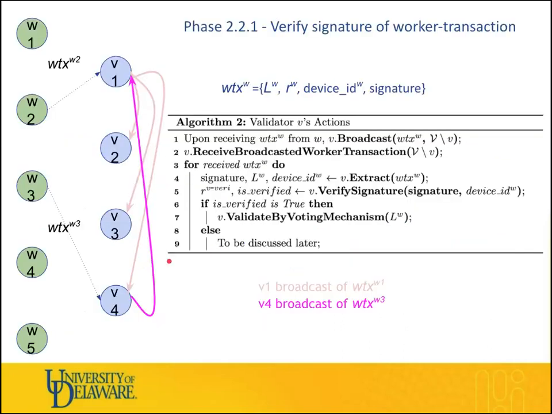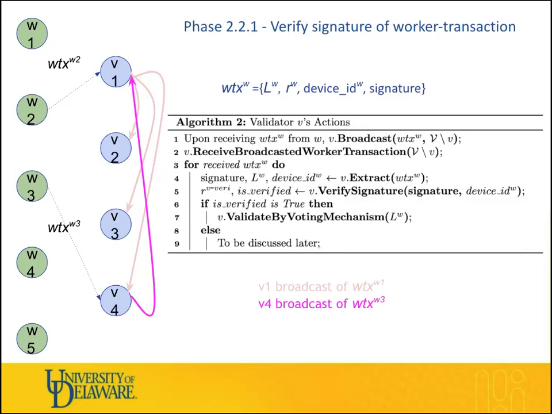Why do I have this slide? Oh, yes. And there is one more thing to be discussed. What if the signature of a worker transaction is not verified? Well, in the current implementation, the validator would simply cast an empty vote for it. So later, the miner does not need to aggregate this voting result.